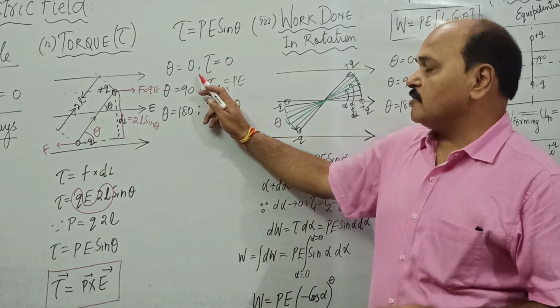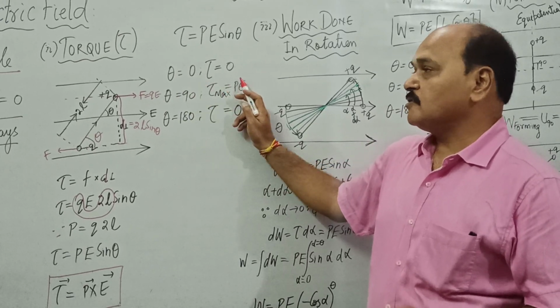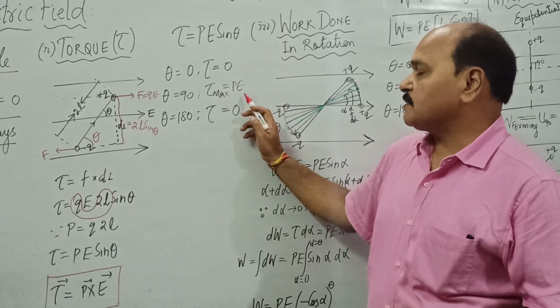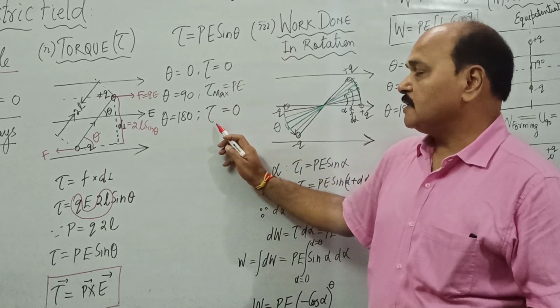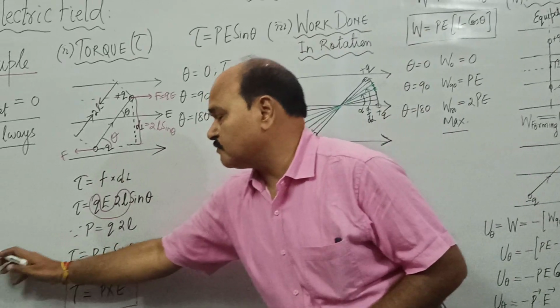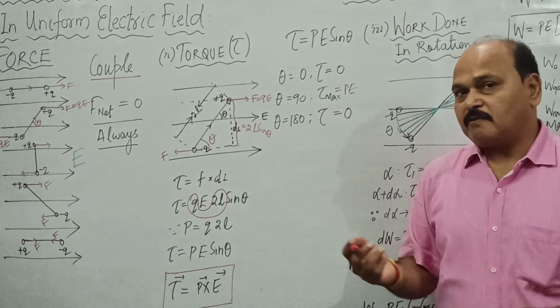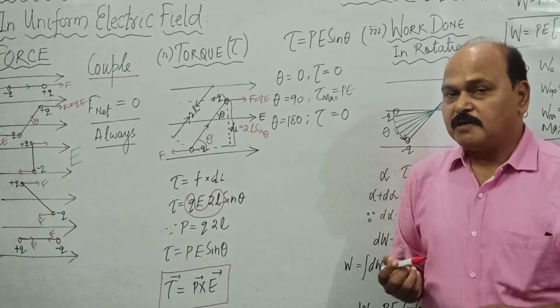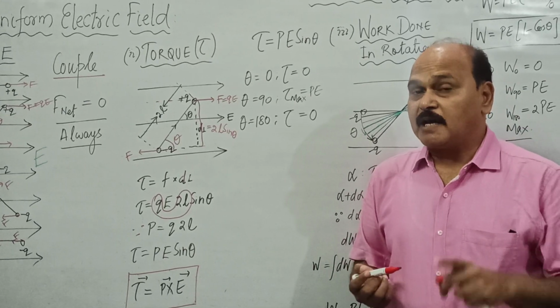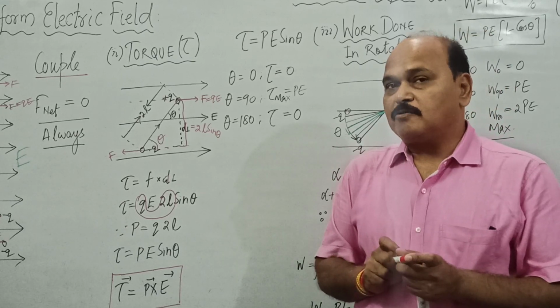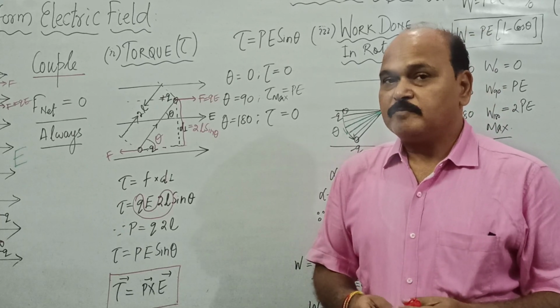Well, when theta is equal to 0, torque is 0. When theta is equal to 90 degree, sin 90 is 1, torque is maximum. When theta is 180 in this orientation, the torque is 0. So for every orientation of electric dipole in electric field, there is a torque acting over it, except when it is parallel or anti-parallel to external uniform electric field.